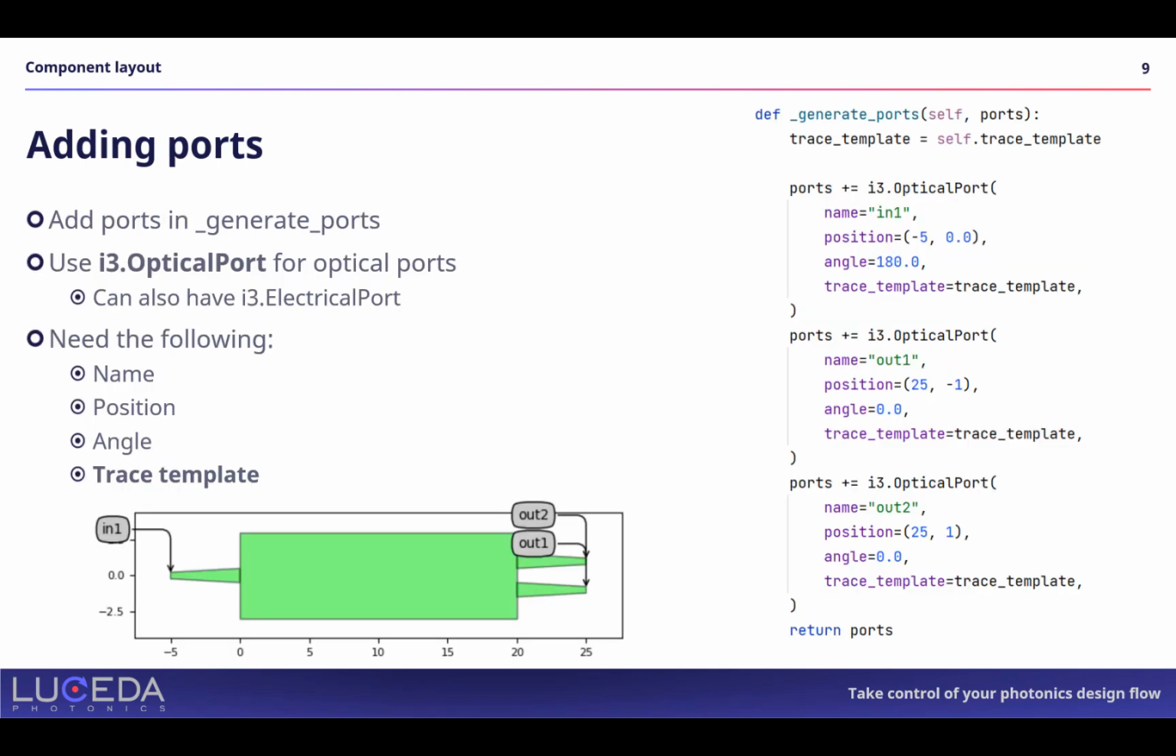To use your MMI in a circuit, you will need to define ports for it. This will allow you to connect your components together when you define your circuit. In the case of a 1x2 MMI, it has 3 optical ports, 1 input and 2 outputs. We define them using i3.optical port and a set of variables such as the port name, its position, and angle. You can see this to the side with the define generate ports function. We use i3.optical port and the input parameters.